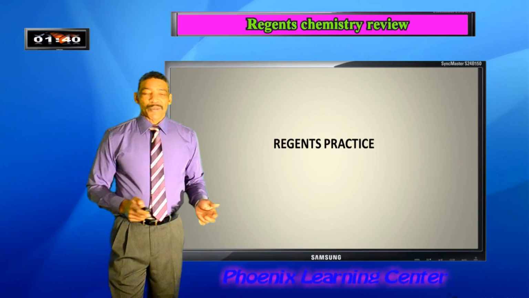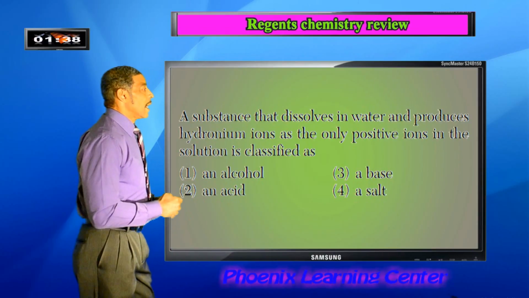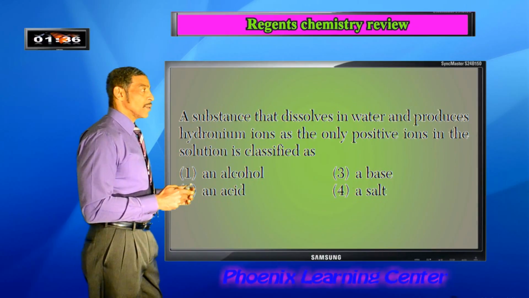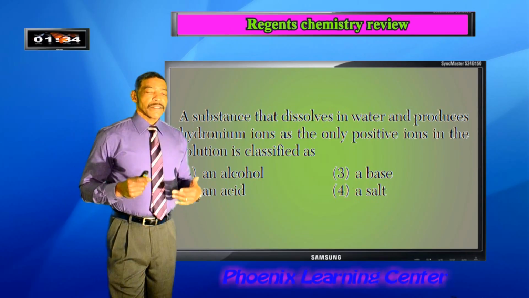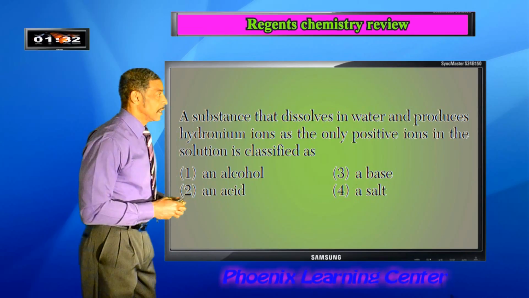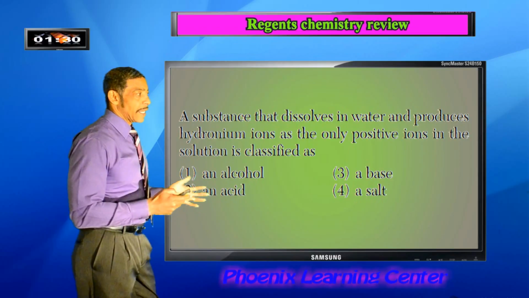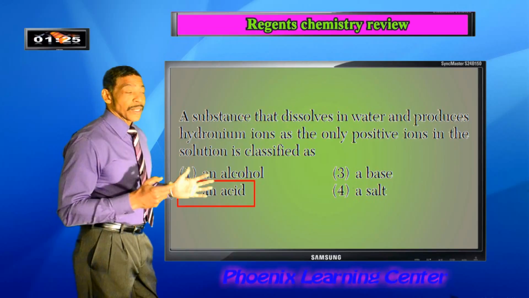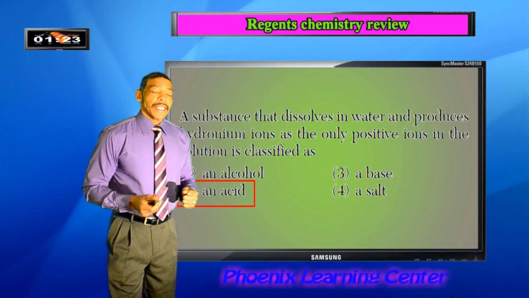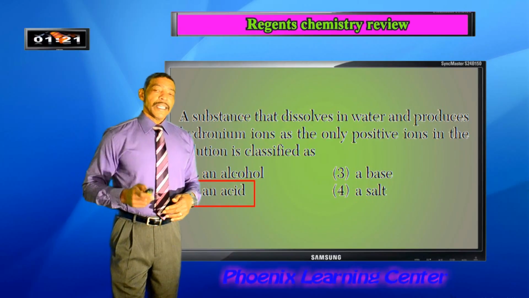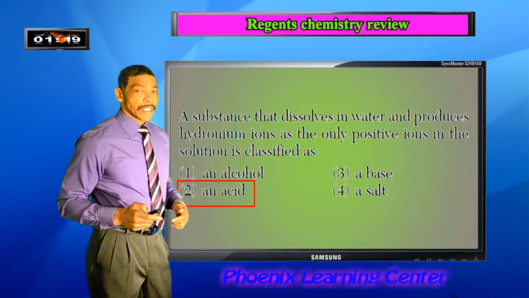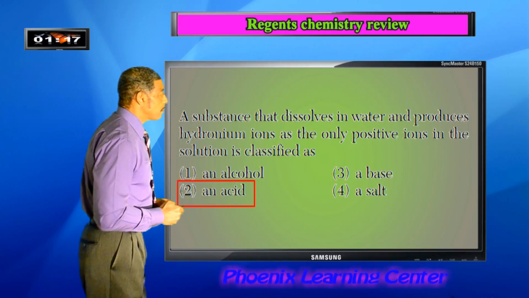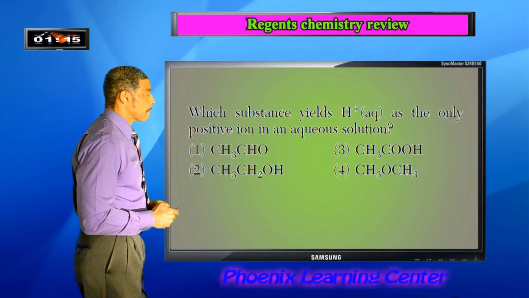Now for some Regents practice. A substance that dissolves in water to produce hydronium ions as the only positive ion in solution is classified as, answer is 2, an acid. Remember, in acidic solutions, the H plus or H3O plus ions will be the only positive ion present.